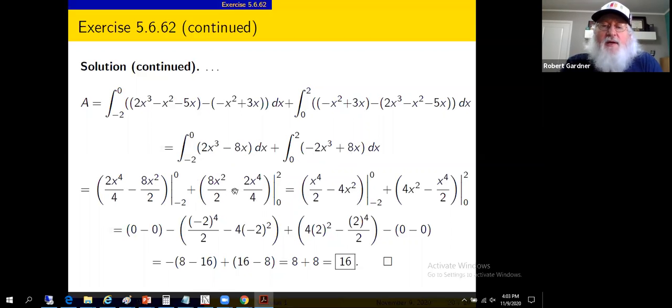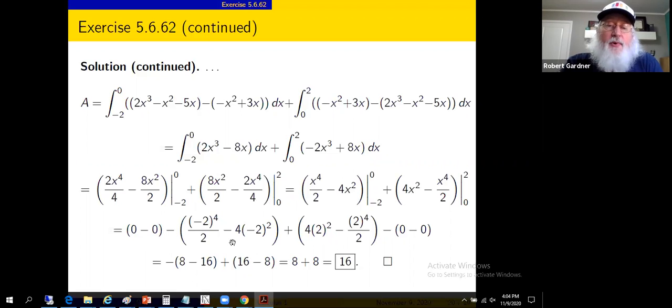You want to simplify those. I got 8 over 2. We can write that as a 4. 2 over 4 we can write as a 1/2. So let's simplify it. So we've done those simplifications here. Plug in the upper and lower bounds, producing these things here. Here's where we're adding the two together.